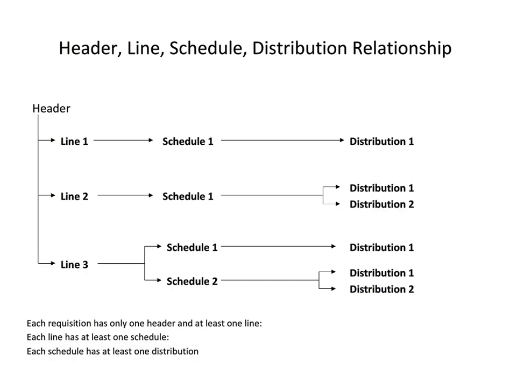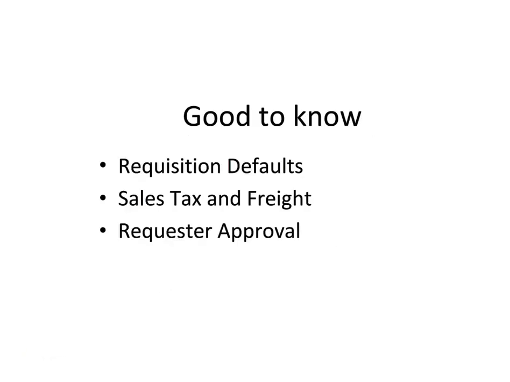Finally, line 3 is the most complicated. It has 2 schedules, which means that the supplier is being asked to make 2 separate deliveries. The first schedule has a single distribution, single delivery location, and a single chart field string. The second schedule has 2 distributions, 2 delivery locations, and/or 2 chart field strings. Most lines resemble the first line of this example. However, please be aware that there are more options available when needed.